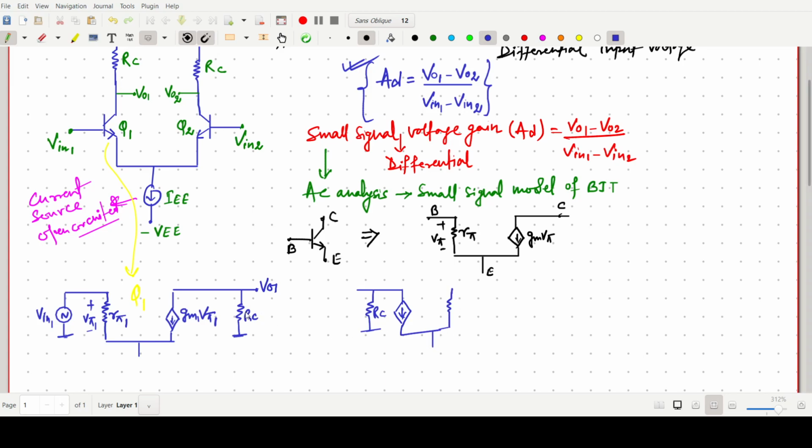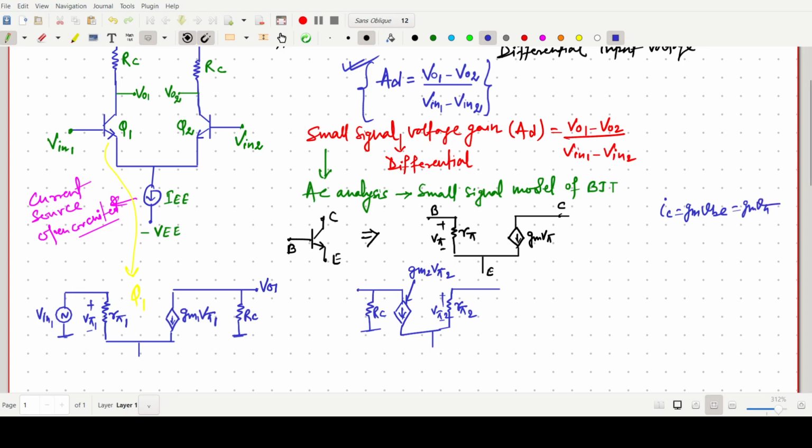I am just reversing this one. Why? You can see here. This one will be R pi 2, and this value will be V pi 2, and this is nothing but simply gm2 V pi 2. I see gm VB, a very important formula. I see gm VB, but VB is nothing but simply V pi.